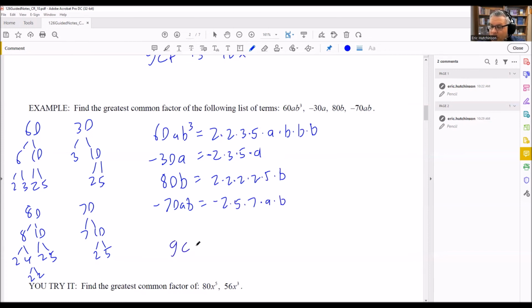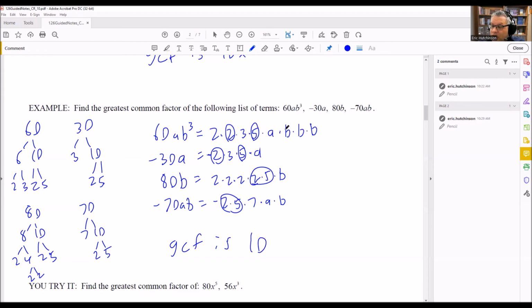All right, so I want to find the GCF. So if I look at all these different factors, the only one that matches all of them is going to be a 2 and a 5. So particularly positive 2 and positive 5, since I don't have negatives in every single term. So just a positive 2, positive 5. So I know that 10 is part of it again for this one.